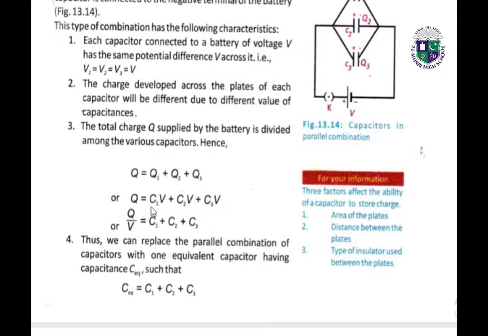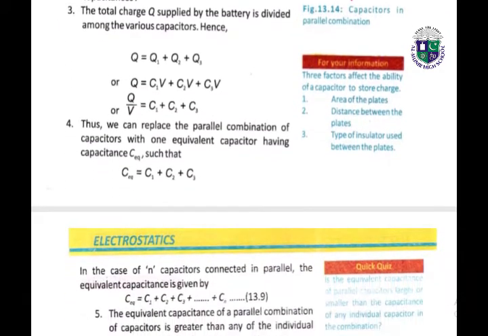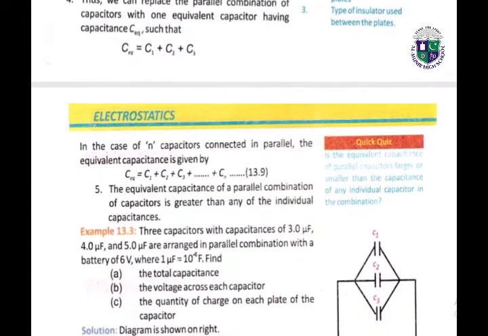Or we can say that Q = C1V + C2V + C3V, which is equal to Q1, Q2 and Q3. Or we can say that Q over V is equal to C1 + C2 + C3. Number four, thus we can replace the parallel combination of capacitors with one equivalent capacitor having capacitance C = C1 + C2 + C3.